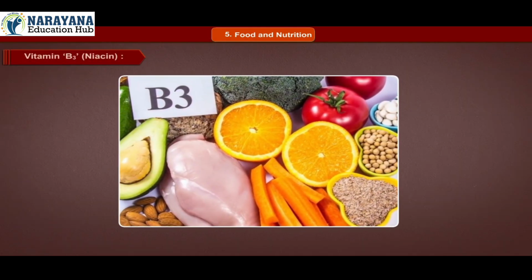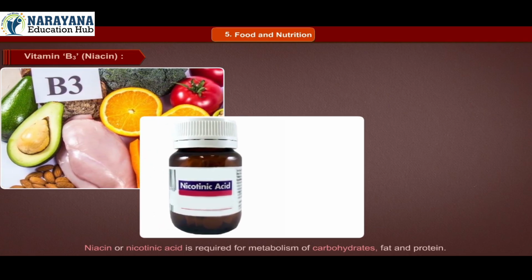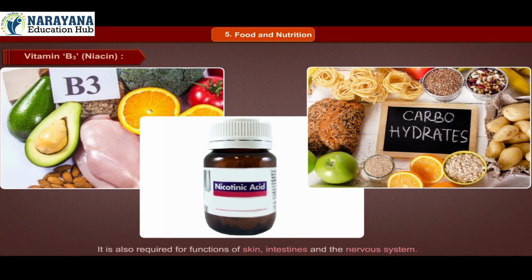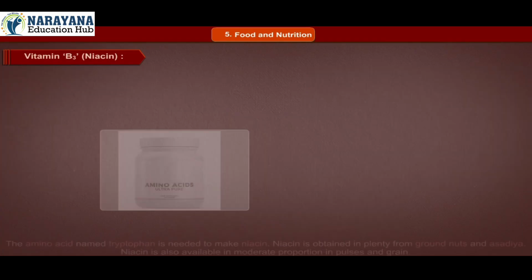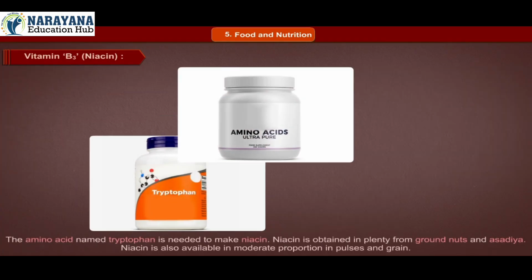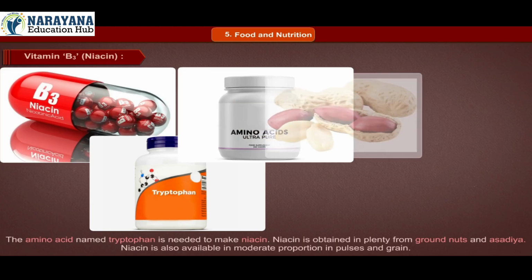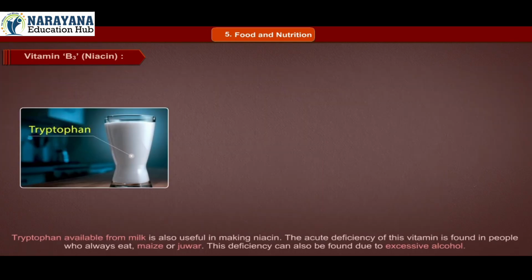Vitamin B3, that is niacin. Niacin or nicotinic acid is required for metabolism of carbohydrates, fat and protein. It is also required for functions of skin, intestines and the nervous system. The amino acid named tryptophan is needed to make niacin. Niacin is obtained in plenty from groundnuts and asadia. Niacin is also available in moderate proportion in pulses and grain. Tryptophan available from milk is also useful in making niacin.